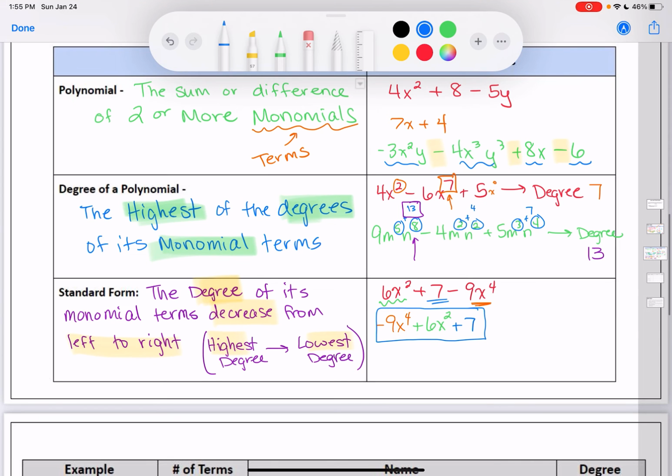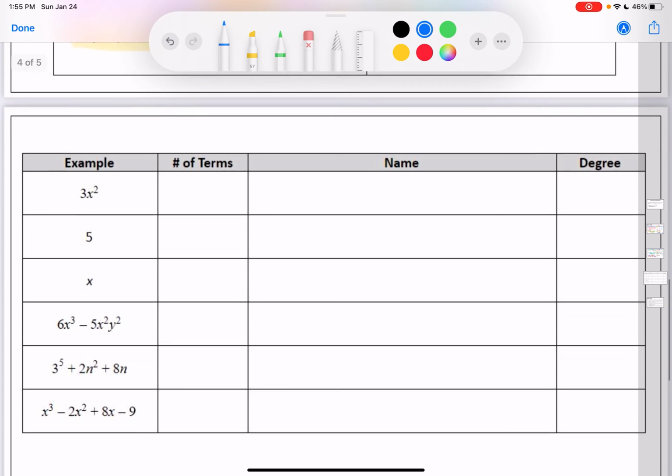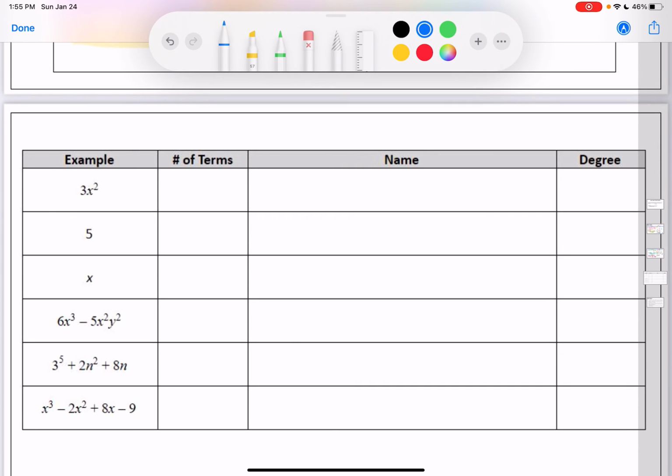Okay? All right, so here's just a little practice for you. Just to make sure that you can really pick out the number of terms, right? Finding the degree. And then this middle section, the name, we're going to talk about that in a minute, okay? But let's see if you can just pause your videos, fill in the number of terms for each of these examples, and then the degree right now.